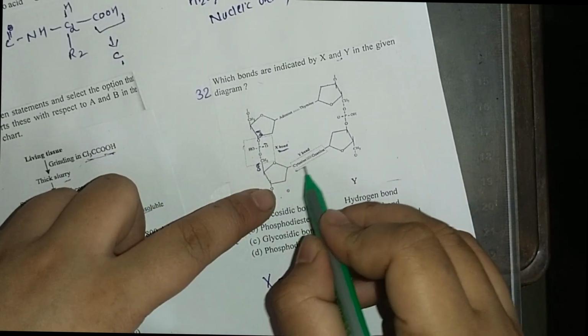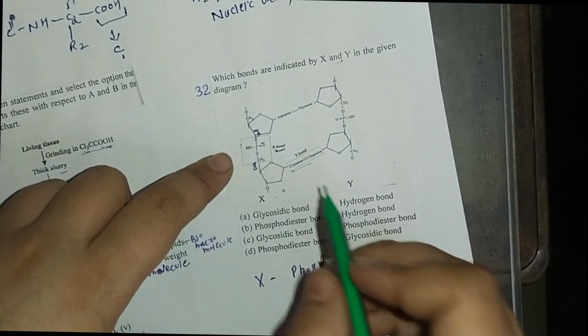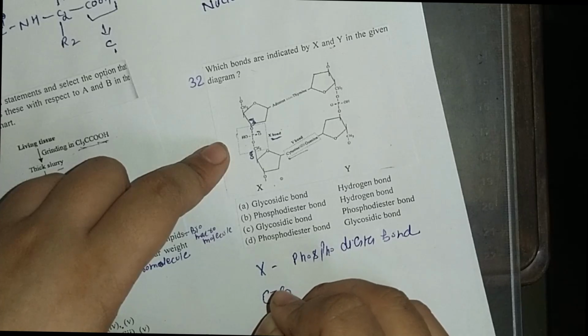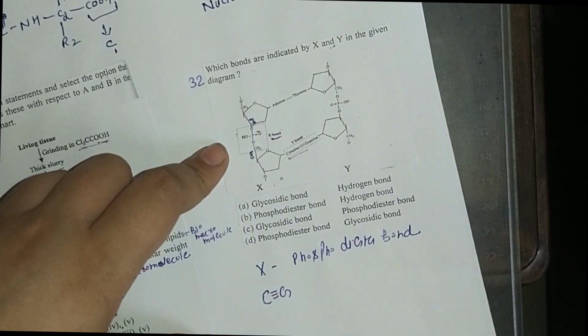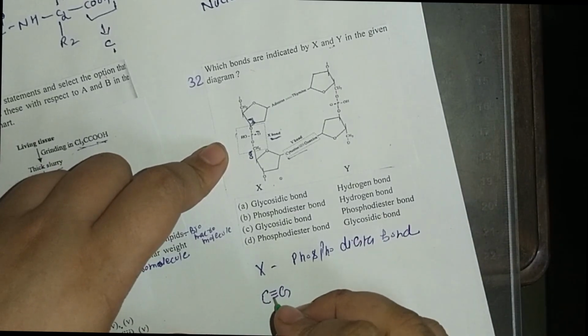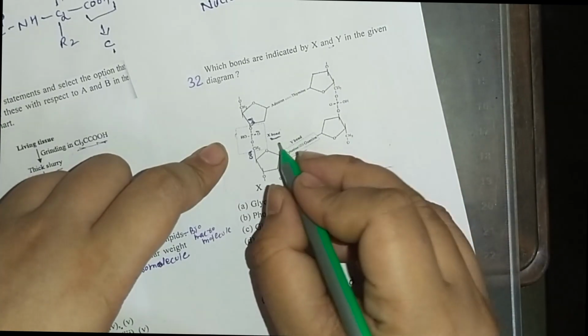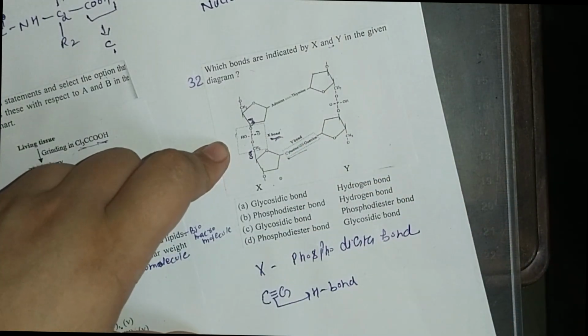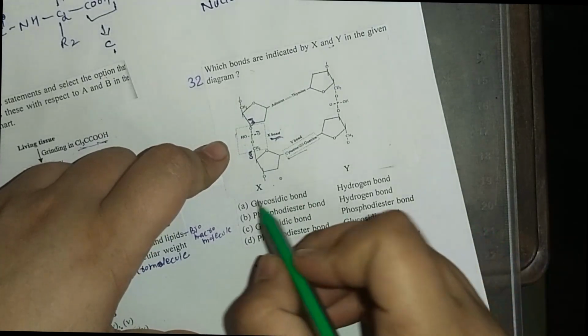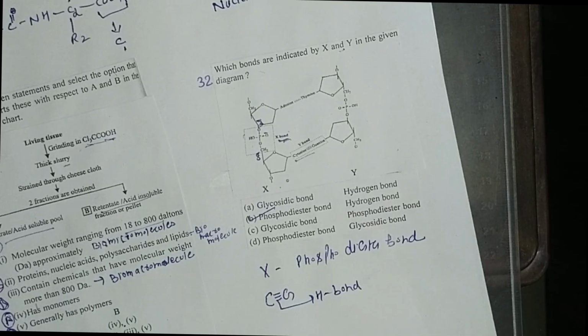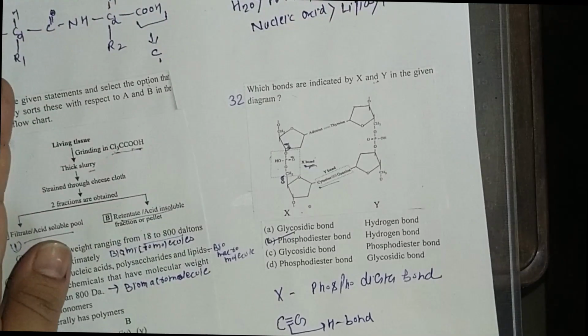If we talk about Y, cytosine and guanine are bound to each other with 3 bonds, and these 3 bonds are hydrogen bonds. So X is phosphodiester, Y is hydrogen bond. What will be the correct answer? B can be the correct answer. Okay, moving on to the next question.